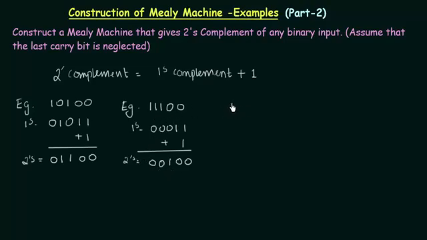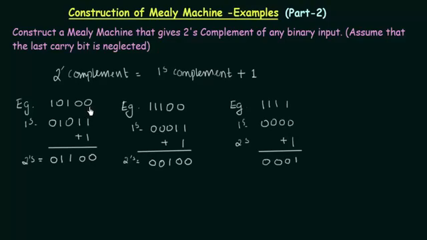Let me take one more example. 1, 1, 1, 1. What is the 1's complement? 0, 0, 0, 0. And 2's complement will be plus 1. And what do you get? 1 plus 0 is 1, and then 0, 0, 0. So this is the 2's complement. Now, why I took this many examples is that when you look at this 2's complement, you can see a certain pattern that it follows. Let's see what is that pattern.